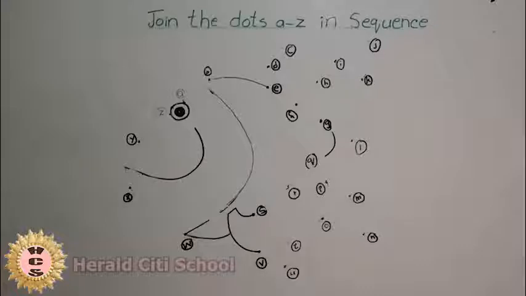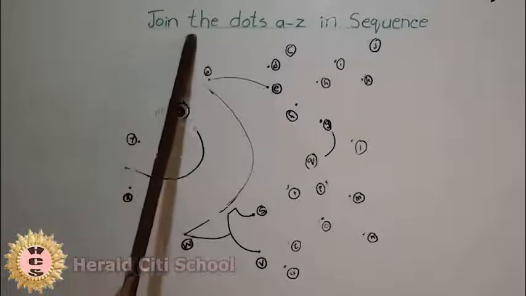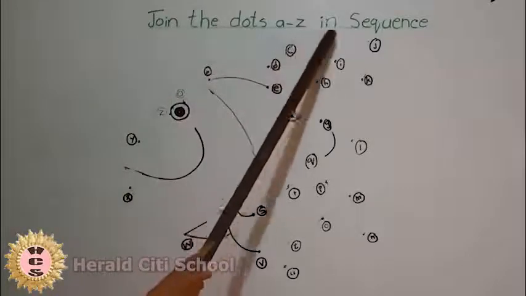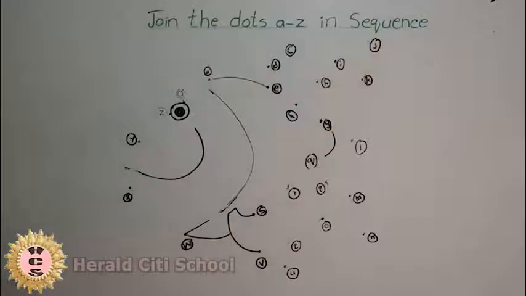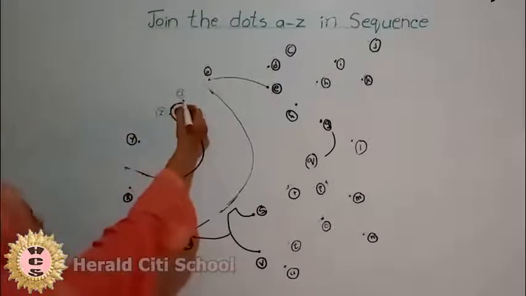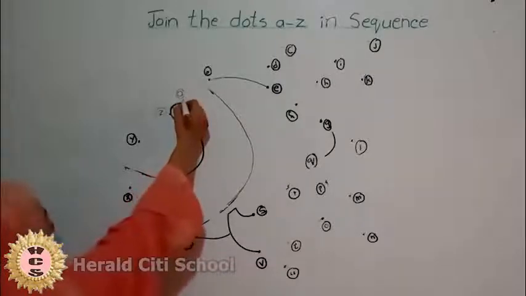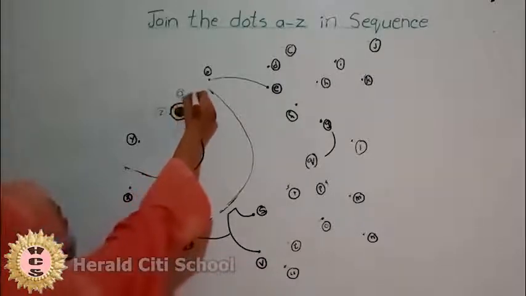Children, today we will learn how we can join the dots A to Z in sequence. Okay, now let's start with me. Okay, children, let's start the joining. What is this? A. Very good. We will join A to B.